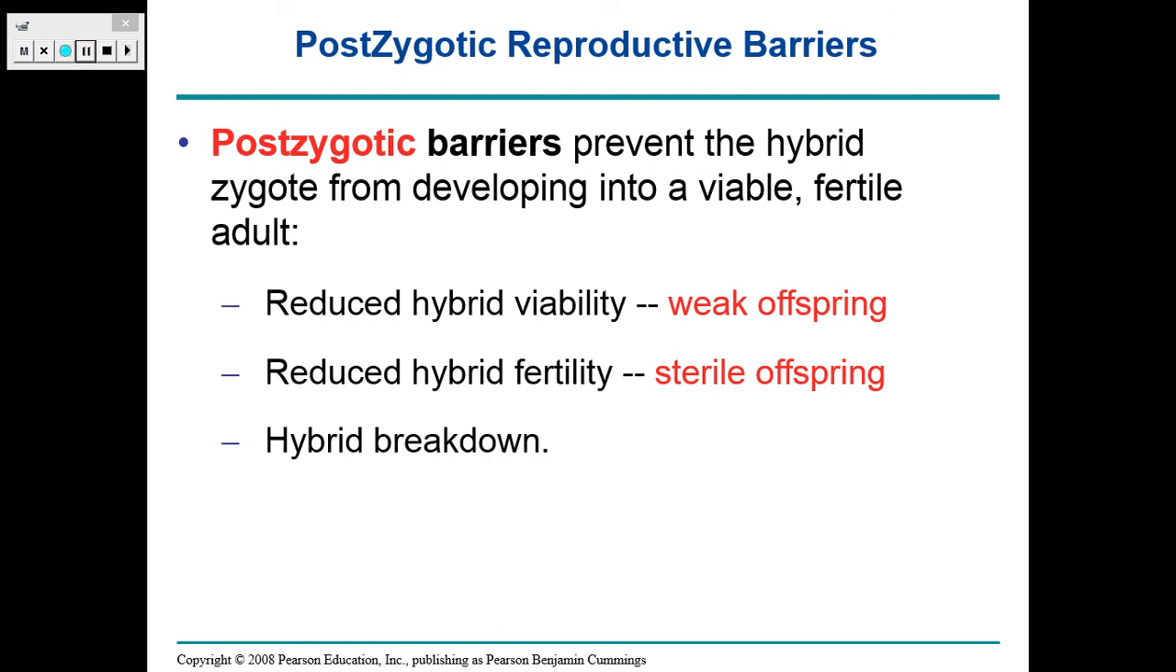And then hybrid breakdown refers to something that usually happens with plants, and there's an example in your book about rice. It basically means that the hybrid species works at first, but as it continues to the next generation and the next generation, it gets weaker and weaker because the recessive alleles become more and more prevalent, and so that either will make them weak or it will make them sterile.